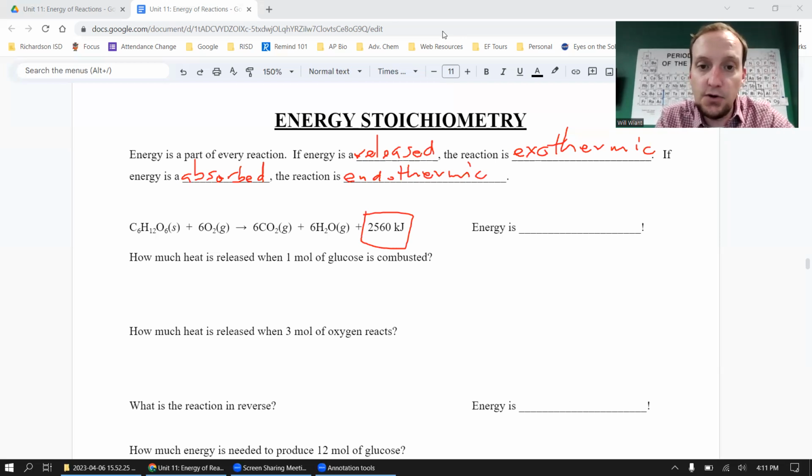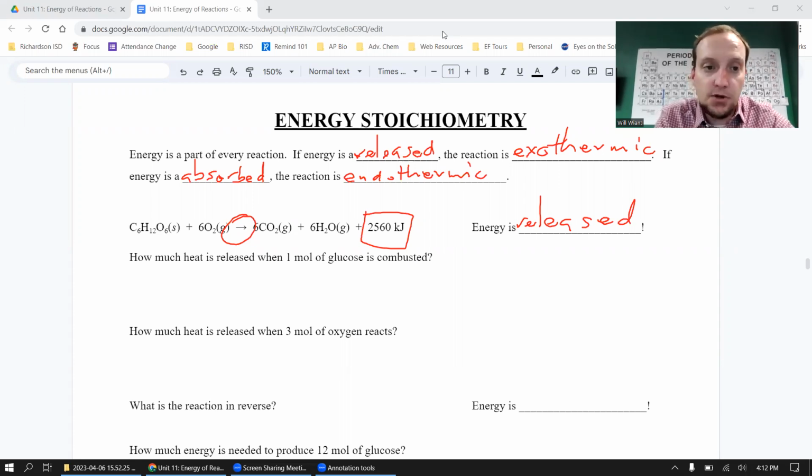So in this case, notice that the kilojoules, the energy, is on the right side of the arrow. If it's on the right side of the arrow, then energy is released. So energy is going to be released because the number of kilojoules is on the right side of the arrow. Again, if the kilojoules is on the left side of the arrow, then it would be going into the reaction. It would be absorbed into the reaction. Therefore, that would be endothermic.